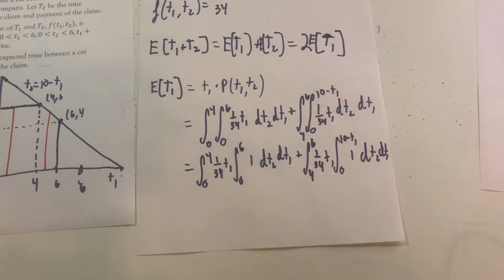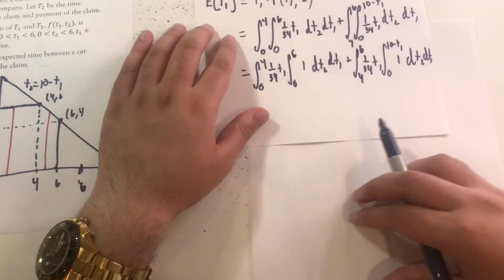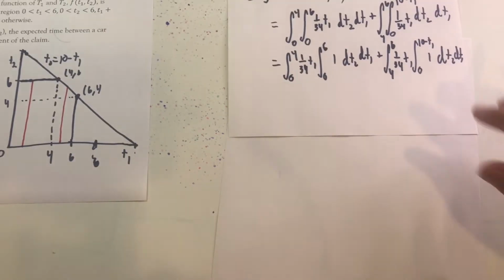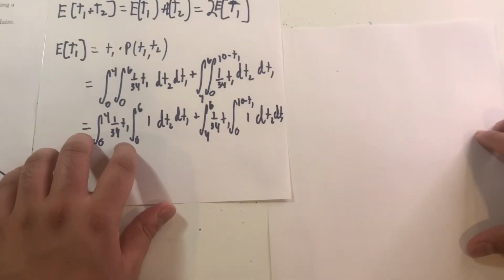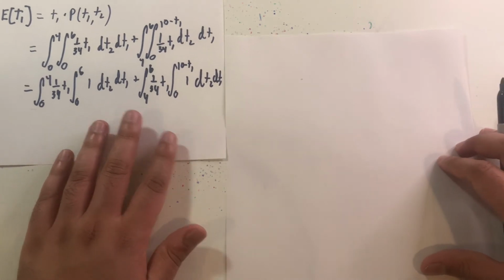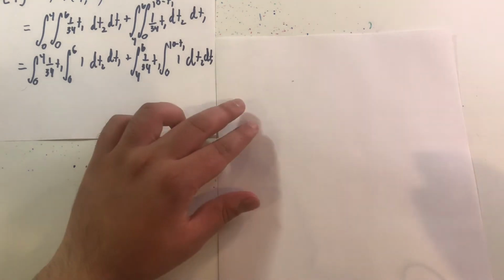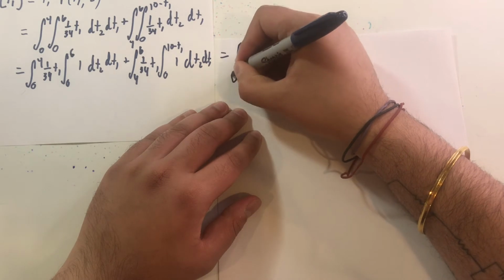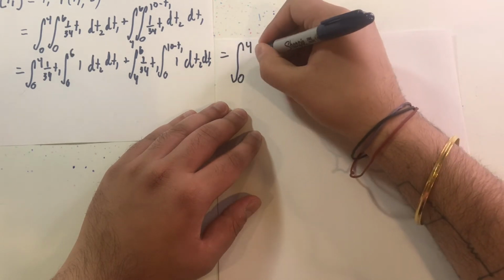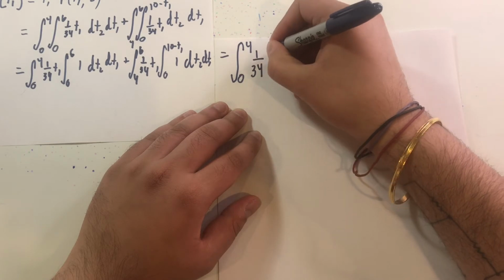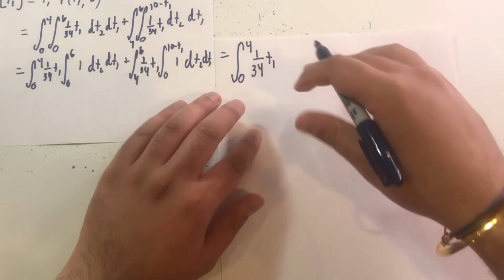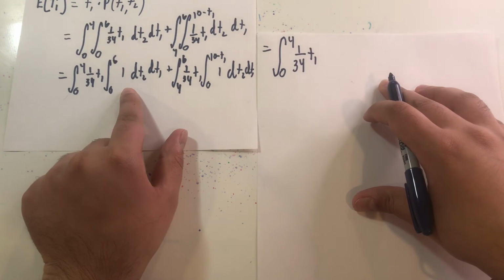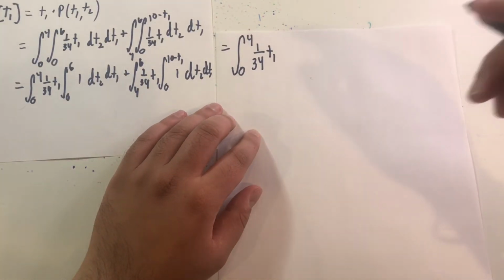So the integration is going to take a bit to just write out. Okay, so I'm going to make sure I'm in frame here, and I'll write the next line on the next page. All right, so we still have our outer integrals. So this is equal to 0 to 4, 1 over 34 t1. And this obviously should just be t2 and then evaluated from 0 to 6, right?